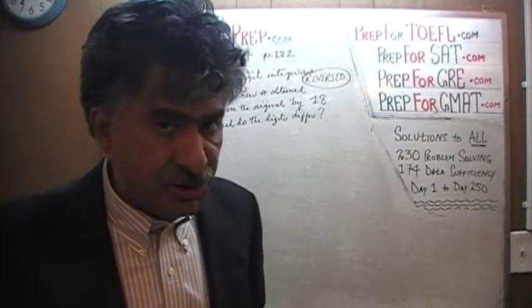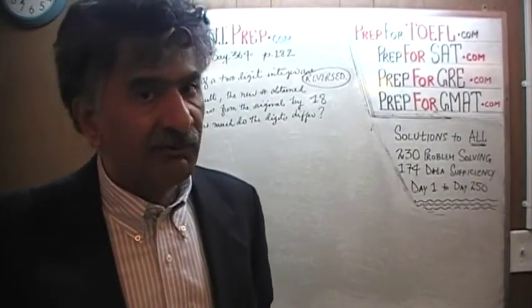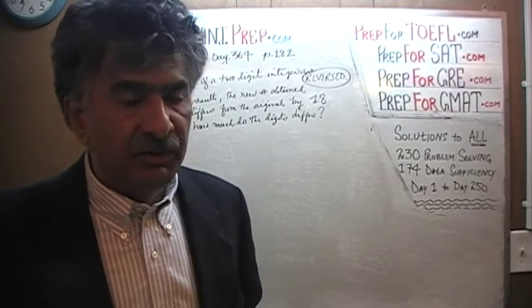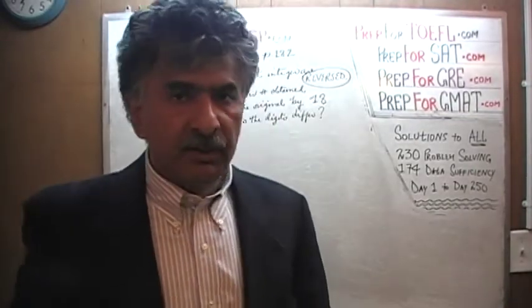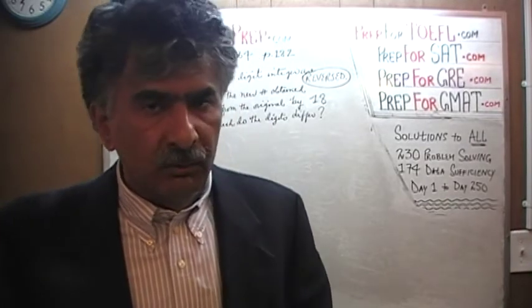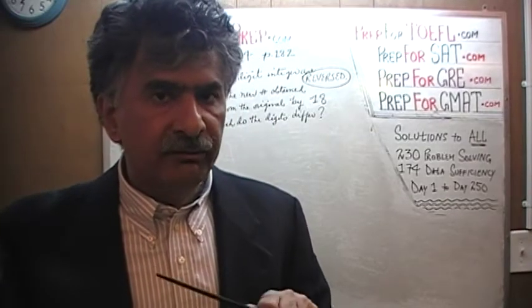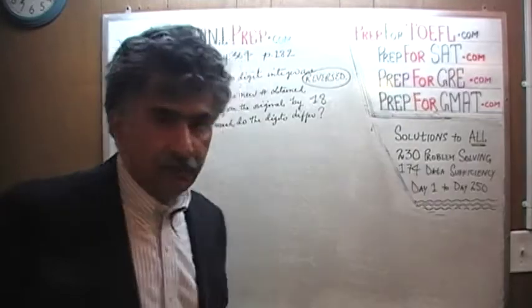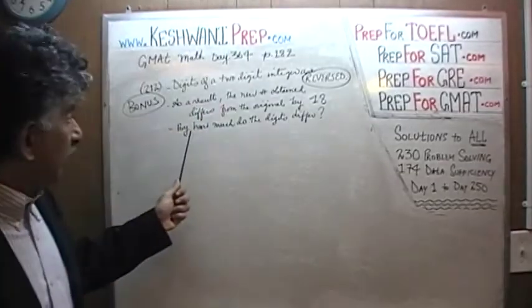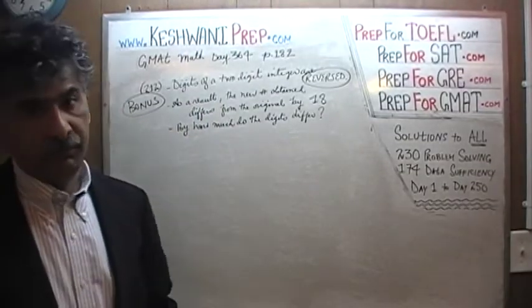We have a two-digit integer. We're going to reverse the digits. And once we reverse the digits, it doesn't matter which one we start out with, which one we end up with. It doesn't matter whether the original number is smaller or the final number is smaller. The point is, they differ by 18. If that's the case, by how much do the digits differ?